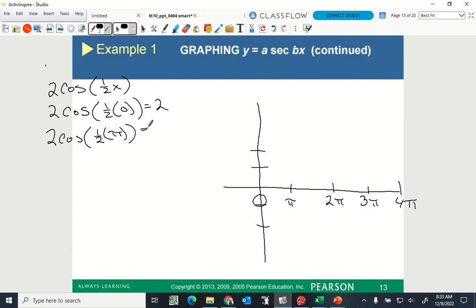All right, so 1/2 times pi is pi over 2. What is cosine at pi over 2? 0. 0 times 2? It's still 0. There we go. 2 cosine of 1/2 times 2 pi. Half times 2 pi? 1 pi, right? What's cosine of 1 pi? -1. -1 times 2? -2.